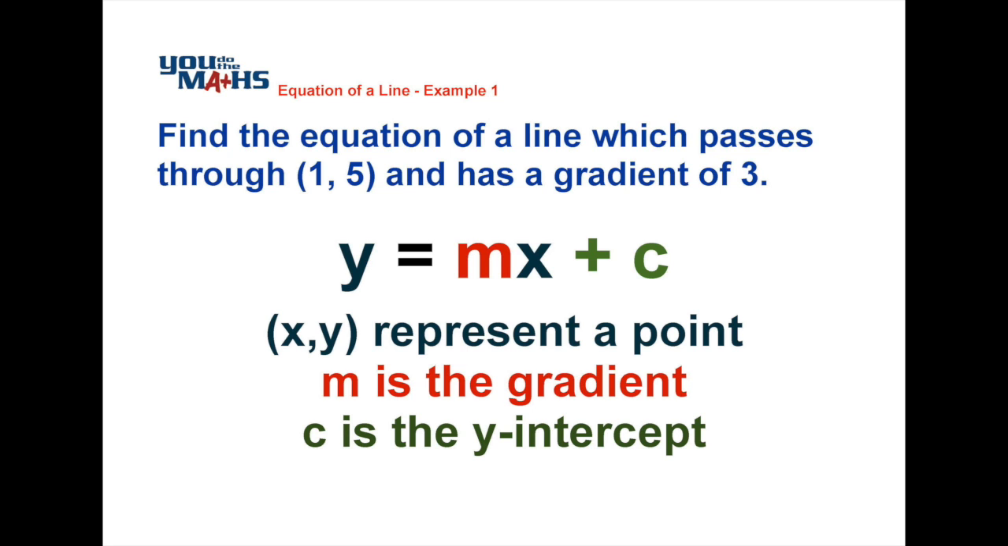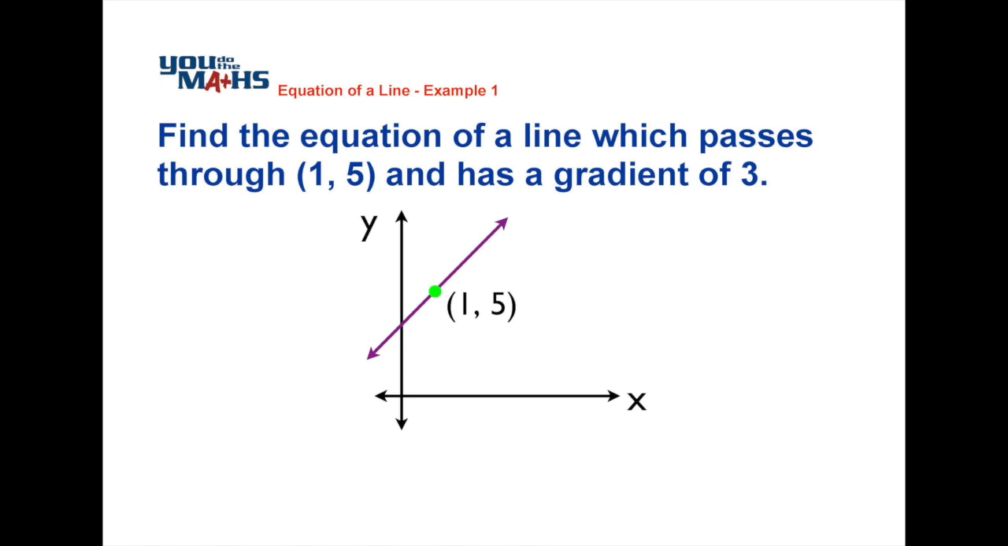It's always a good idea to draw a rough sketch of what you're trying to find, and here's our sketch where we've got the point (1, 5) and the line is moving in a positive direction as far as the gradient is concerned. So it's a little hard to depict a gradient of 3, but we'll use this as a rough idea. Let's use our sketch to find the equation of the line informally.